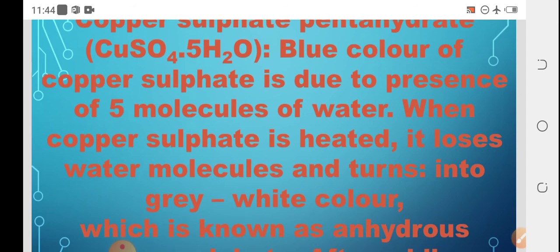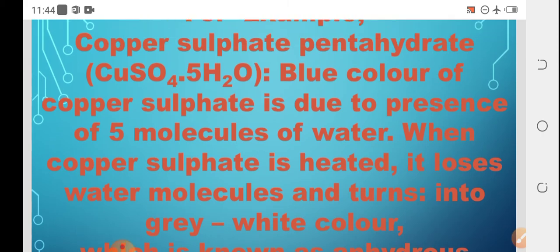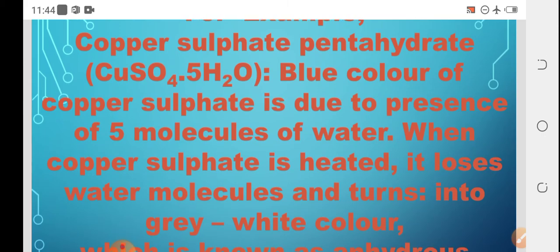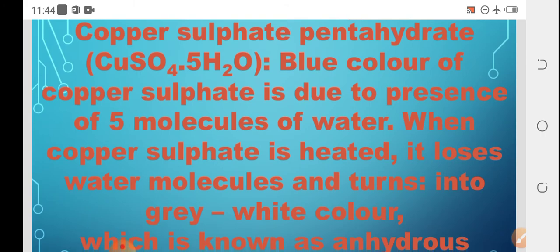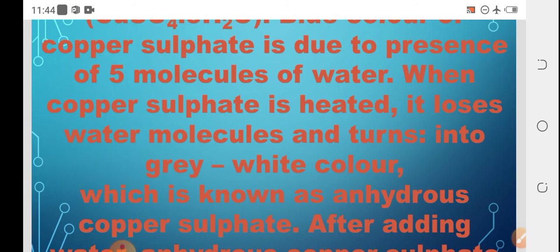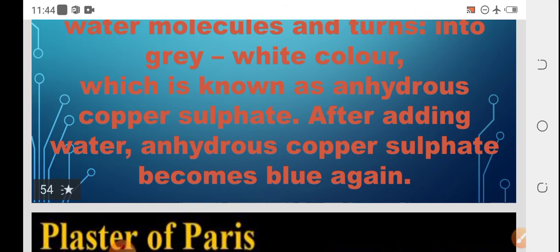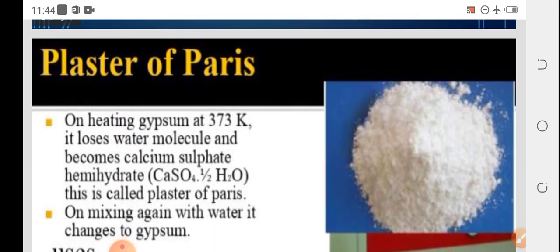When copper sulfate is heated, it loses water molecules and turns into a gray-white color. Remember, when copper sulfate has 5 water molecules, it is blue. When it is heated, the water molecules evaporate, and the copper sulfate changes into gray-white. If you cool it again, it will turn blue. Okay, that's another matter.